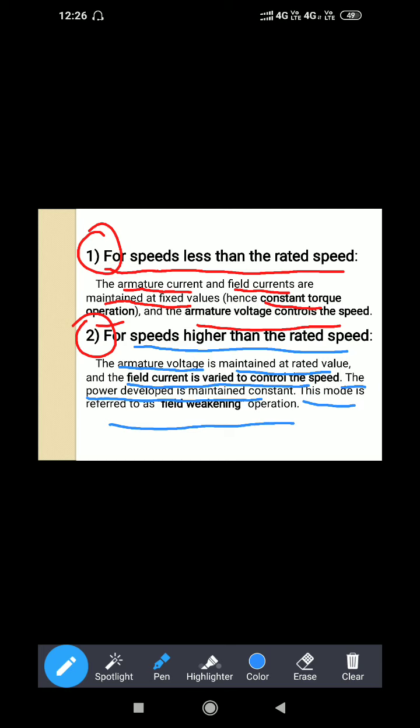I have already stated this. So these are the conclusions made from the characteristics of DC motor. This DC motor, basically, we are going to use for DC drive in electrical drive, right? So by studying these characteristics and speed control options, we can study the DC motor drive, right?